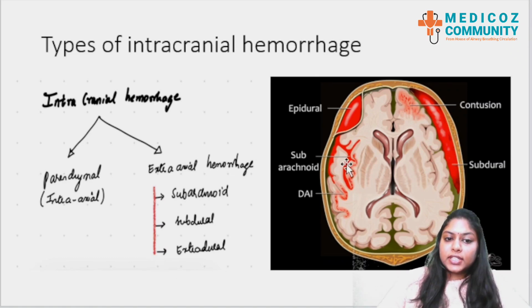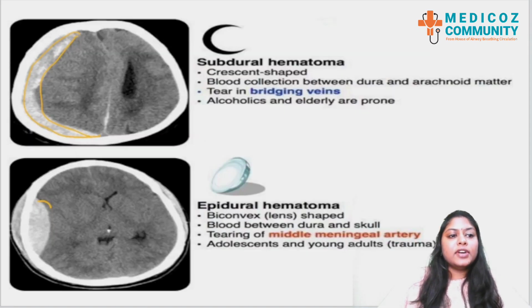So we'll see each of these conditions under the headings of what is the source, what is the cause, what are the clinical features and CT findings, and the treatment. First, coming to the subdural hematoma. The source of the bleed in subdural hematoma is venous. Bridging veins are ruptured, generally in alcoholics or elderly people who are having frequent falls, and patients on anticoagulants also tend to have subdural hematoma.